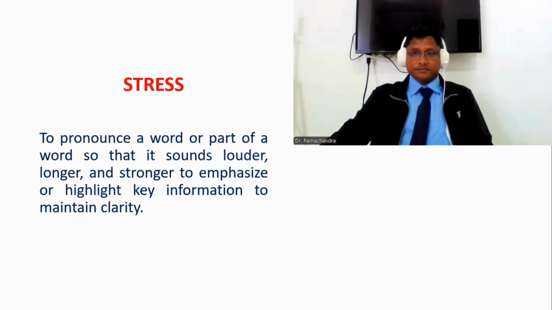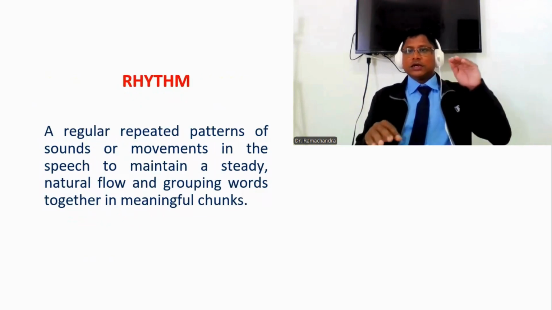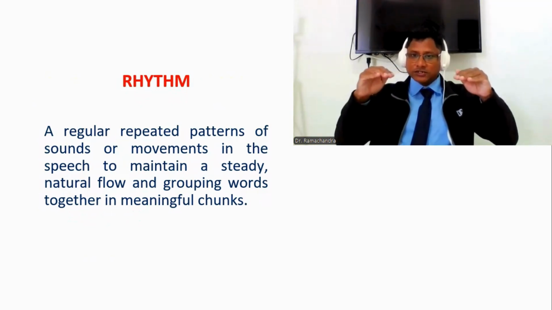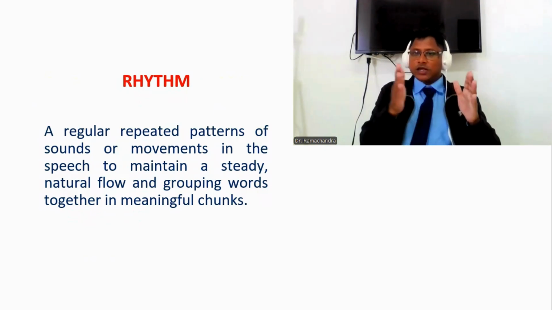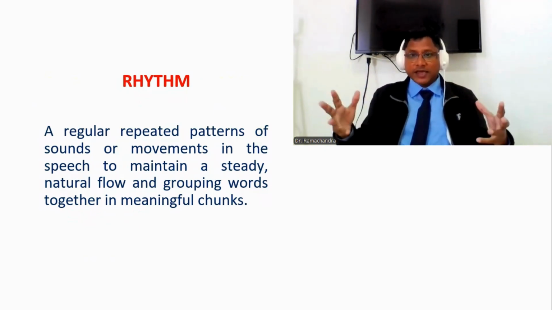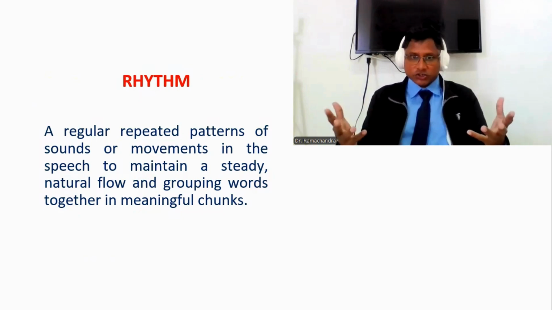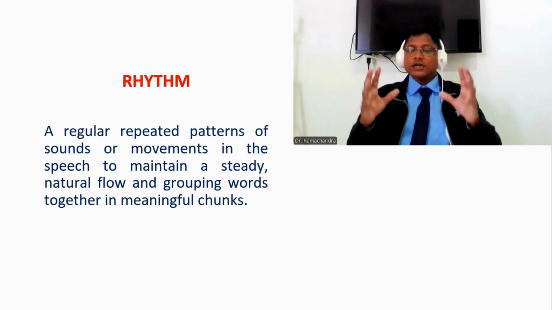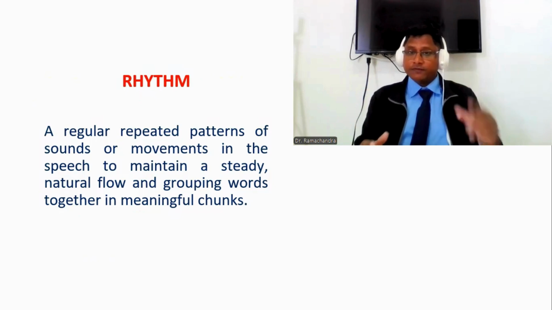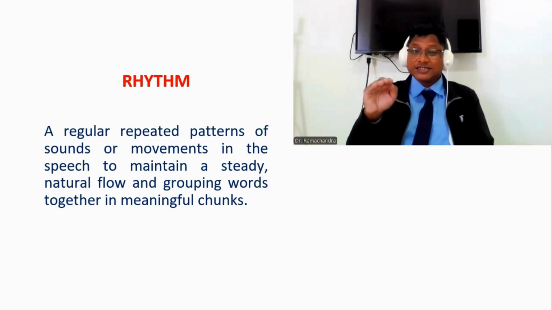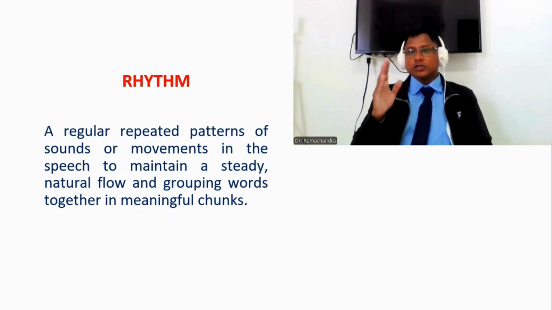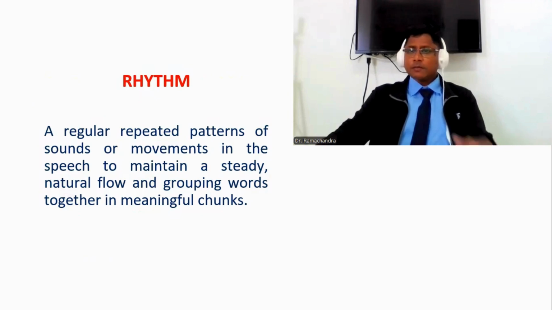But what is rhythm? Rhythm is the pattern of stressed and unstressed syllables at equal intervals of time to maintain the natural flow of speech and grouping words together in meaningful chunks. That is what rhythm is. As I told you before, the English language is stress-timed, not syllable-timed. So we have to follow the rhythm of English. We're going to look at stress, rhythm, and intonation. But what is intonation?